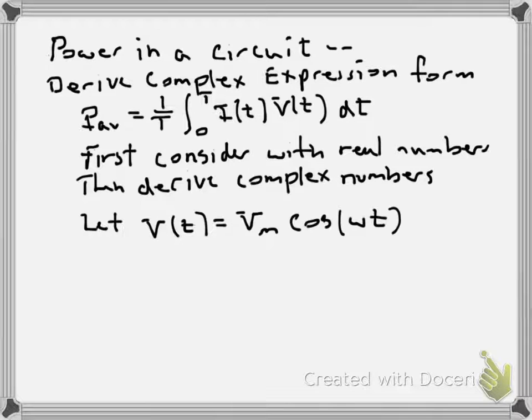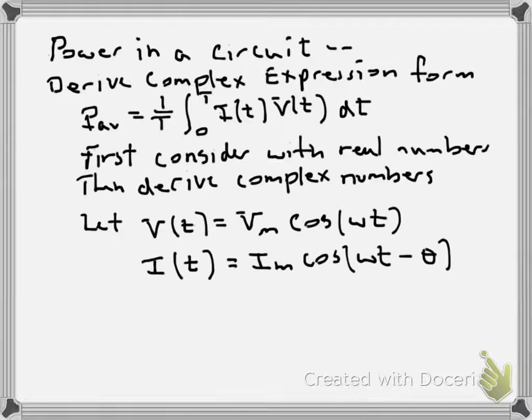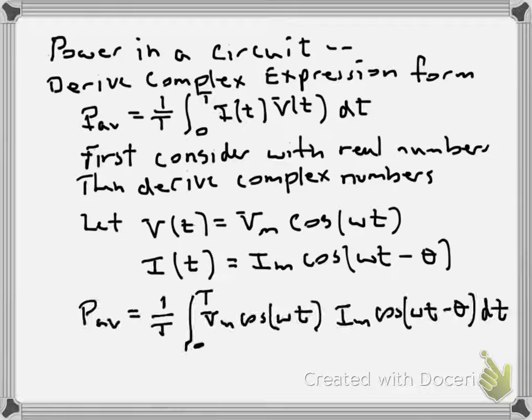Okay. So to begin, we let the voltage be equal to some maximum voltage times cosine omega t. And we let the current be equal to some maximum current times cosine omega t minus theta. This allows the phase of the current to be different from the phase of the voltage, and that's the whole point of this exercise.